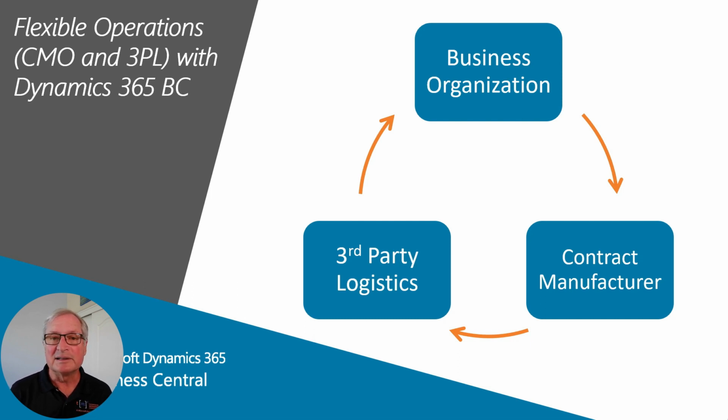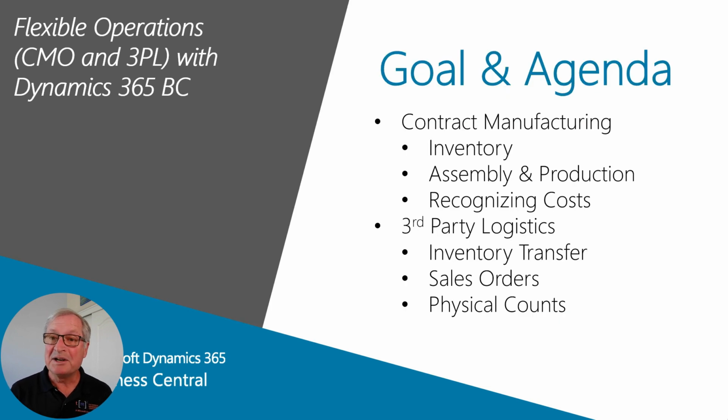So let's get started. What we're going to cover is contract manufacturing. We'll look at inventory, the assembly process, and then recognizing costs of that contract manufacturer. Then we'll also look at the third-party logistics company that'll receive the items in, they'll ship them out to the clients, and we'll also take a quick look at doing a physical count.